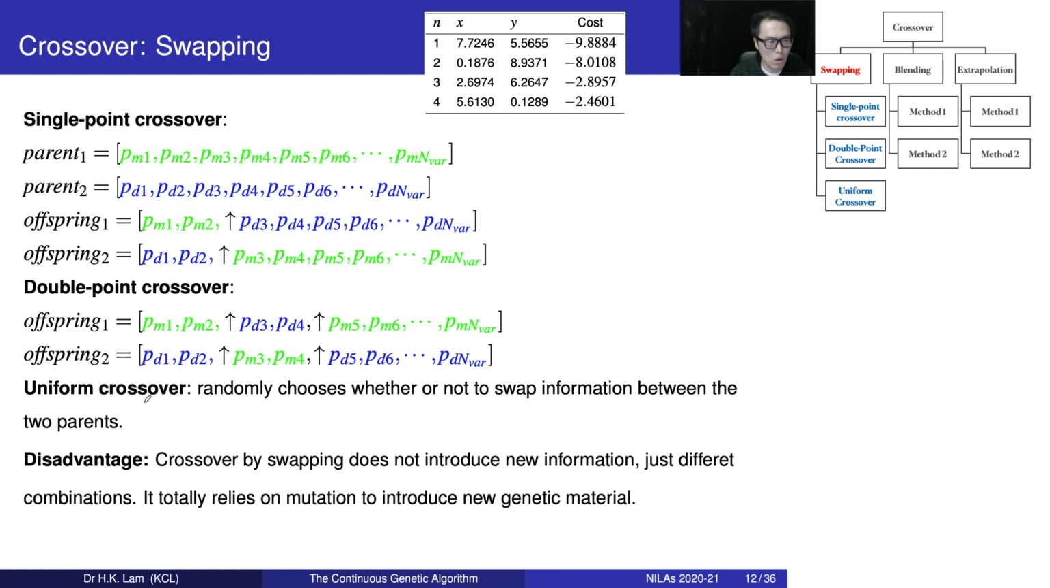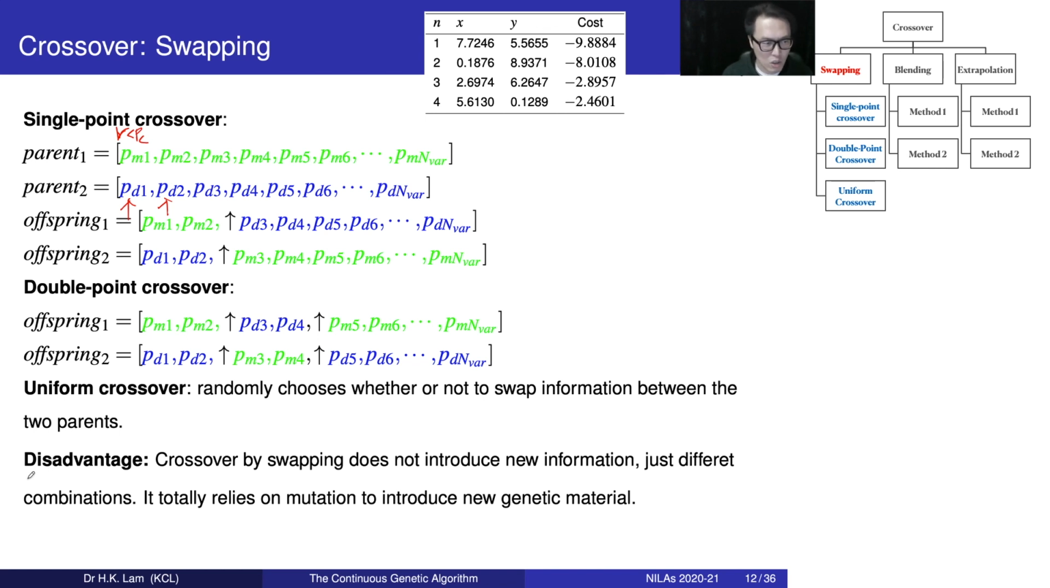Now uniform crossover, that is, we are going to go through each one of them. We choose a random number in the range of 0 to 1. If it is less than the probability of crossover, we are going to swap. Otherwise, we do not swap. That is exactly what we have done in the binary string, in the binary genetic algorithm.